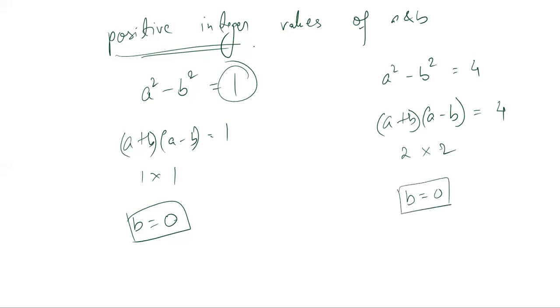a plus b is 2, a minus b is equal to 2. So b has to be 0. You can solve that. The same problem arises. So again, you don't have a positive integer. So keep this in mind. If I'm looking for positive integer values of a and b, there are two special cases.